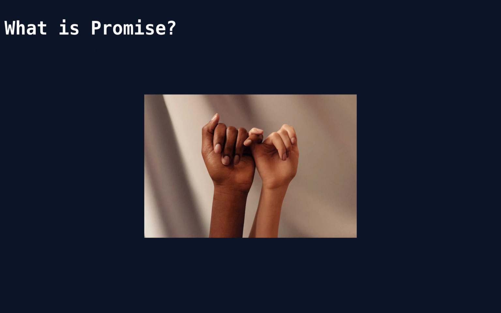What is promise? In JavaScript, a promise is an object that represents the eventual completion or failure of an asynchronous operation. In simple terms, a promise is an object that returns a value in the future. It is a proxy for a value not necessarily known when the promise is created. It allows you to associate handlers with an asynchronous action's eventual success value or failure reason.